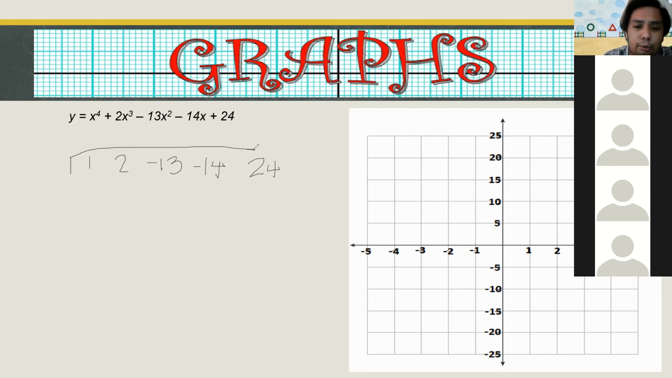Okay? So, isip tayo ng mga number na pwede mag-divide sa 24. Let's try muna 1. Kung tumama ang 1. 1 times 1, 1. This will be 3. 3 times 1, that will be 3. This will be negative 10. Tama? This will be negative 10. This will be negative 24. And negative 24 times 1, negative 24 equals 0. So, ibig sabihin, nakuha na natin ang ating pong first root, which is 1.